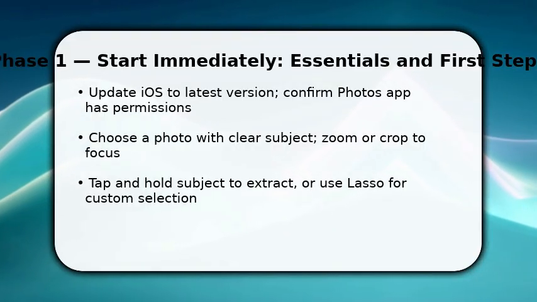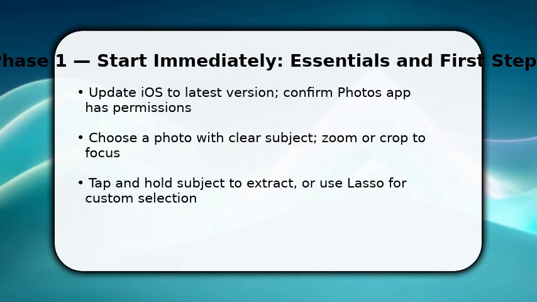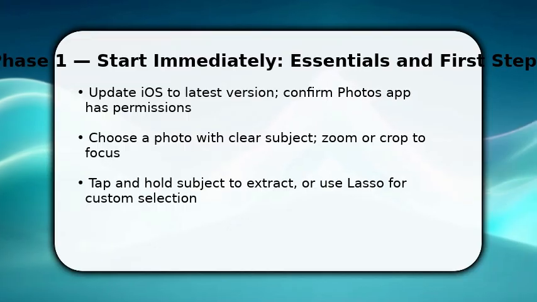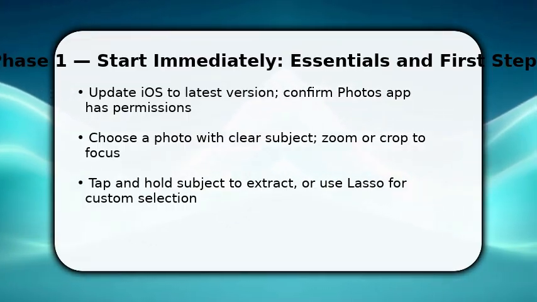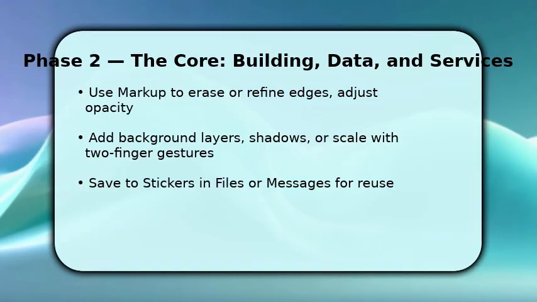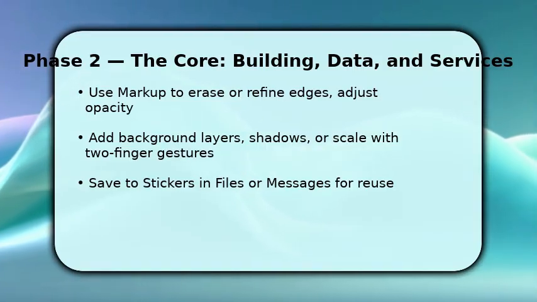If that doesn't work, use the markup lasso tool to trace the area and copy it. Once copied, head to Messages or Notes to paste the sticker, so you can test how the extraction looks in context. You'll refine the sticker by pasting it into an app that supports editing, like Notes or Messages.